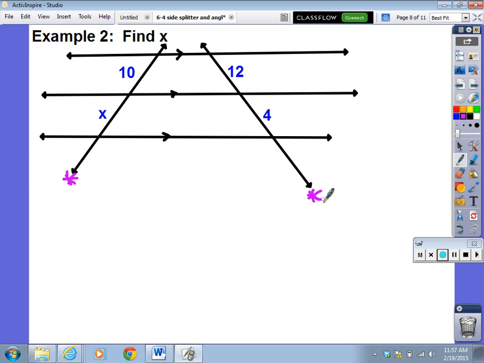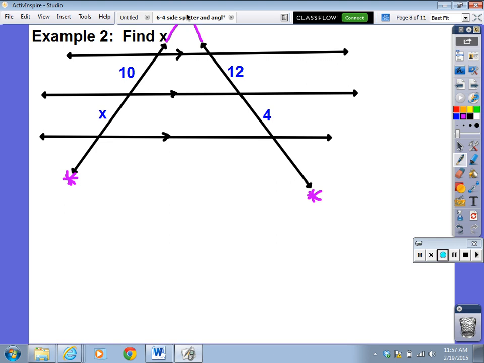So if lines are not parallel, they must intersect. Because they're not parallel, they must intersect. And by the looks of it, they're kind of intersecting up there, right? Yes. Okay, sweet. So do we just have a triangle here, just like in the last example?